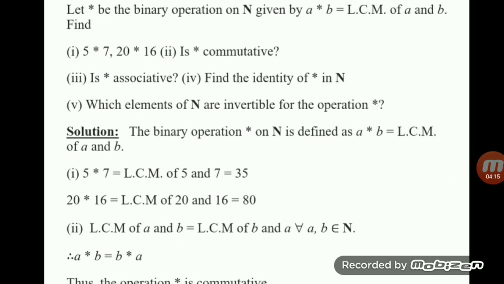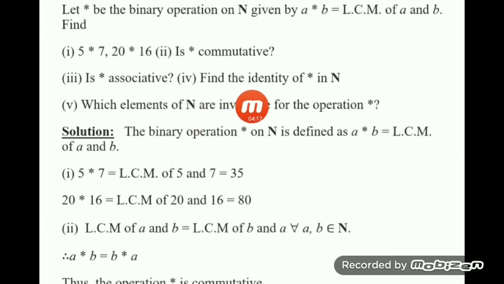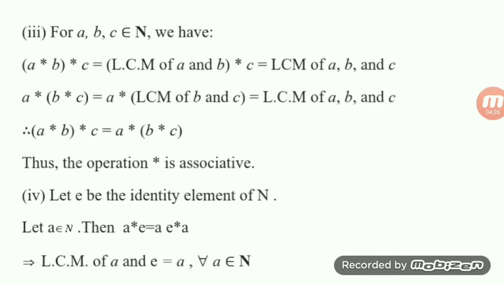Now the next part of the question, number 4: find the identity element of star in N. That means in the set of natural numbers, you have to get the identity element under the operation star. So what is the definition of identity element? I hope you remember. First you have to take any element A, and if you can find an element E in the set such that A star E gives you A and it is also commutative, then we call E the identity element.